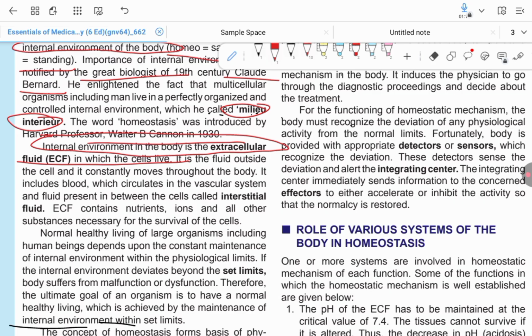It is a fluid outside the cell and constantly moves throughout the body. It includes the blood, which circulates in the vascular system. It is present between the cells. The fluid present between the cells is called interstitial fluid, and the ECF contains the nutrients, ions, and all other substances necessary for the survival of the cell. So the cell survives with the help of extracellular fluid.